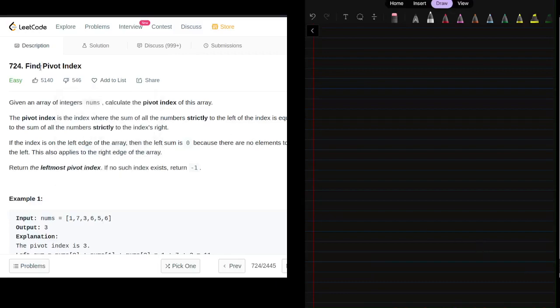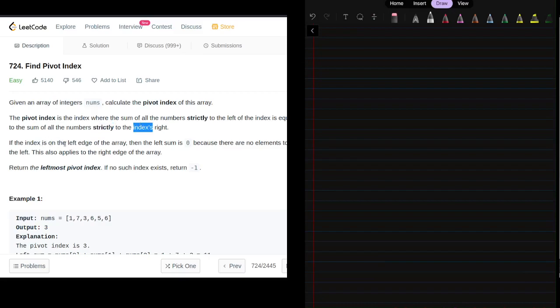So, find pivot index. We are given an array of integers nums, and we have to calculate the pivot index of this array. The pivot index is the index where the sum of all the numbers strictly to the left of the index is equal to the sum of all the numbers strictly to the right of it.